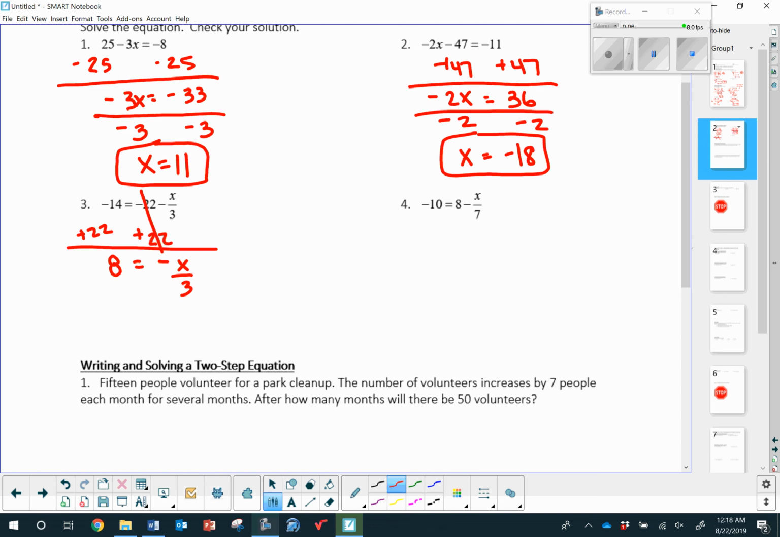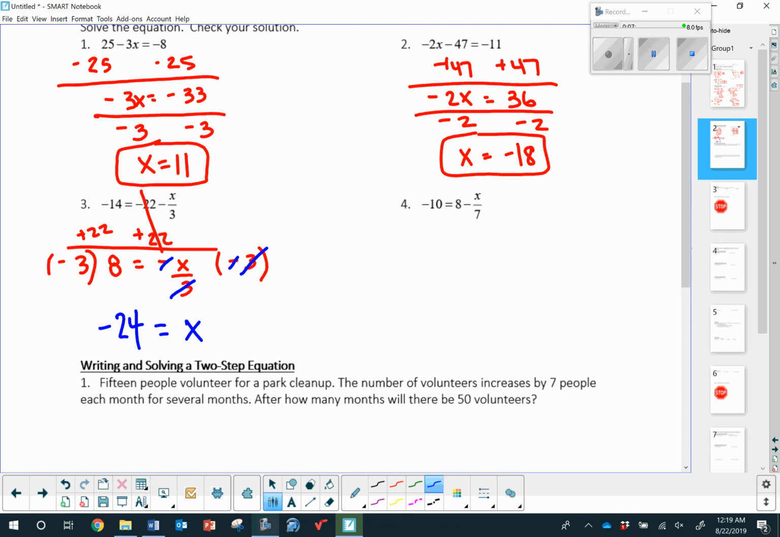Now, in order to get the x by itself, I'm going to multiply each side by negative 3. And the reason I'm doing that is that because I'm multiplying a negative, not only do my 3's cancel, but my negatives cancel, because a negative times a negative is a positive. So then I'm just left with x equals negative 24.